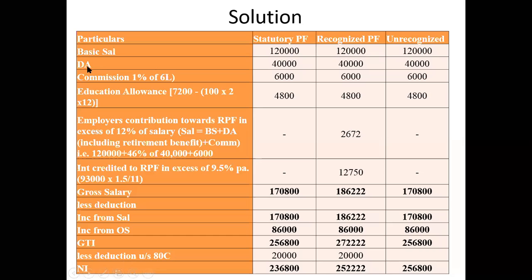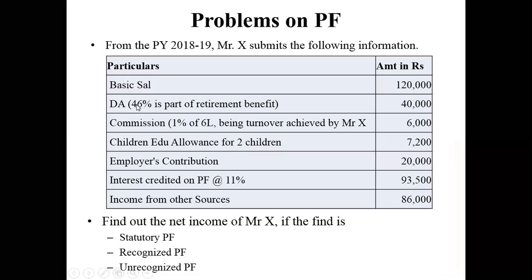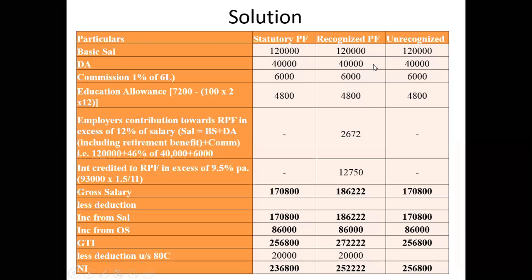Next, I have considered DA, and I have taken 40,000 under the head. Can you tell me why I have not considered 46% of DA when it is told to me in the problem? 46% is a part of retirement benefit. Ideally, I should have taken 46% of 40,000, but I have taken directly 40,000. Can anyone explain why? Sir, they have not told whether he is retired or not, sir. Yes.